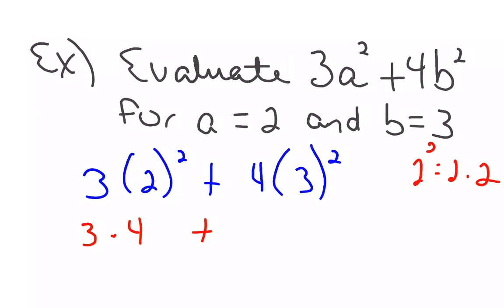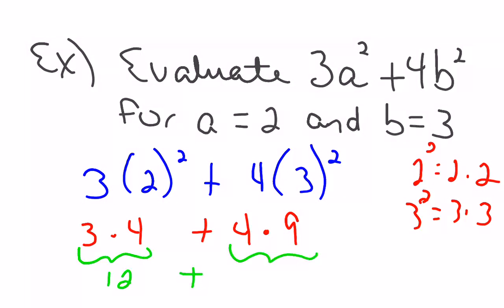And then over here we have 3 squared. Remember, 3 squared is really 3 times 3. So that's 9. And then the next thing is multiplication and division. We do have multiplication right here. 3 times 4 is 12. And right here, 4 times 9 is 36. And last but not least, 12 plus 36. Again, you're welcome to use your calculator if you need to, but we get 48.